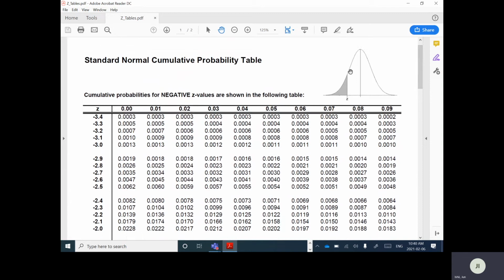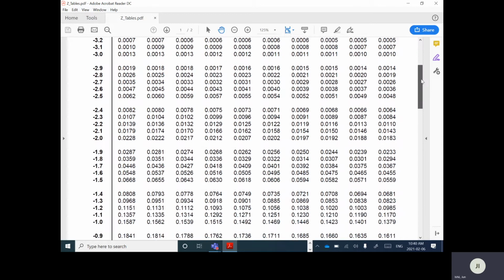They drew a little normal distribution here. This corresponds to Z values that are negative, which are to the left of the mean. All the Z values over here would be negative, and conversely, all the Z values over here would be positive. So I want to look up positive 1.